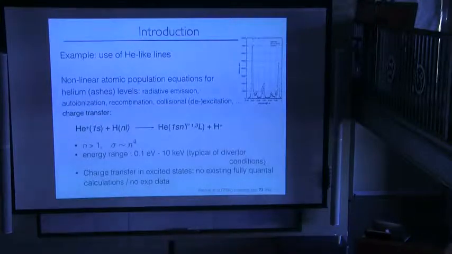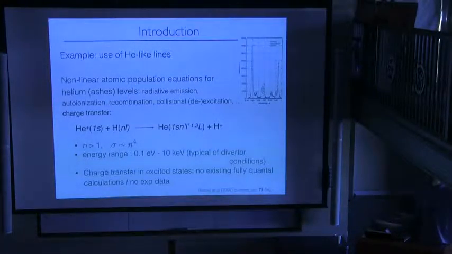Now, a lot of work has been done in this context on using emission lines of helium-like ions, and there are several reasons for that. One of them is that the spectrum of these helium-like ions is simple enough that you can actually compute it very accurately, but it's also complicated enough that you can get useful information from it, such as ion temperature or electron temperature, etc. Here you can see an example for helium-like argon, and you can see a very nice comparison between theory and experiment.